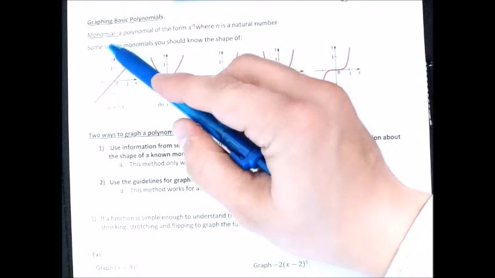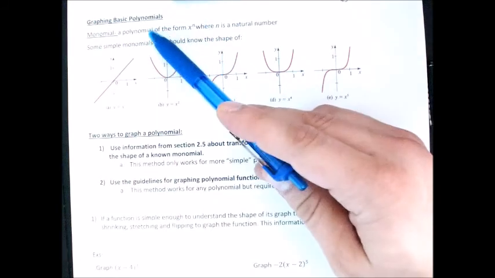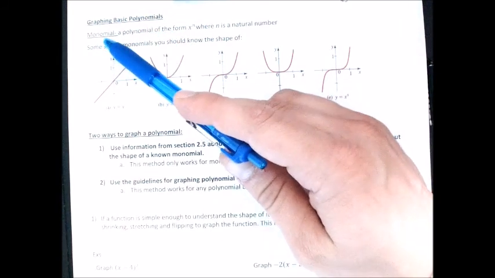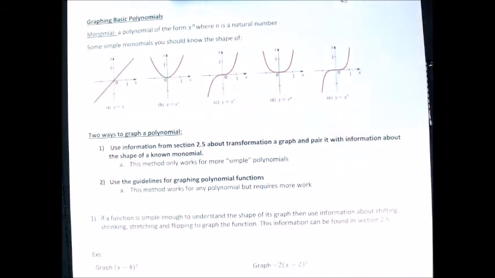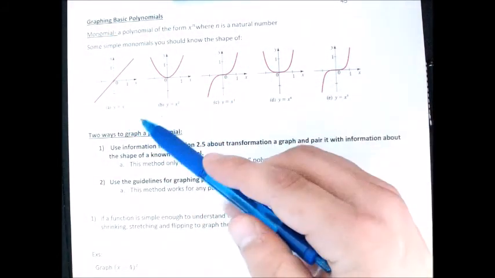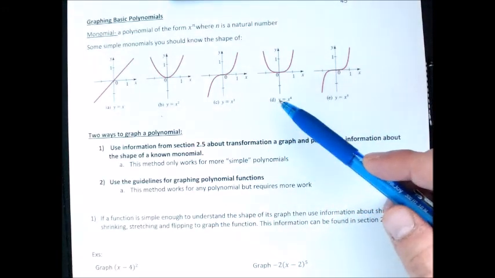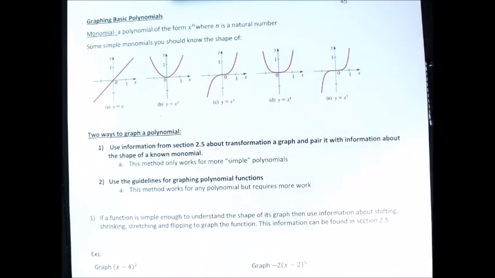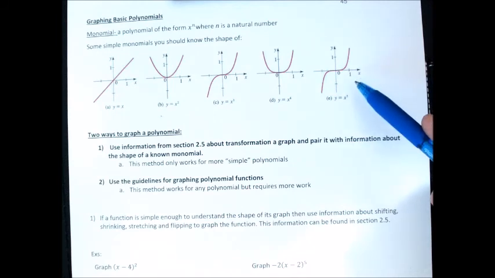And so a monomial, which is at the top of this page, is a polynomial where you only have one term. A one-termed polynomial, monomial. Things like that are listed here: x squared, x cubed, x to the fourth, x to the fifth. Those are monomials because they each only have one term, and we already know how to graph those. These are like the base functions that we talked about in the last section. That's just another vocab thing more than anything.